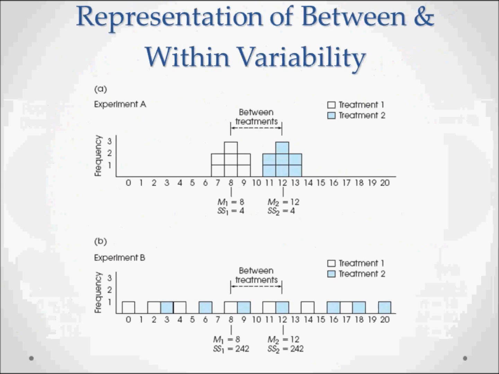In example B, you still have a 4-point mean difference, but the scores overlap. There's a lot of within-group variability. And what that does is it obscures the effect. So you can't really see if there really are two different populations. It really looks like just one.